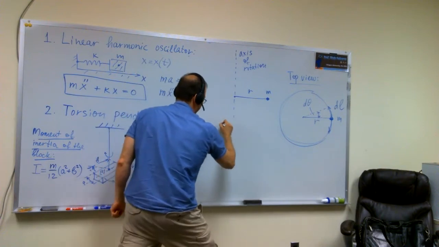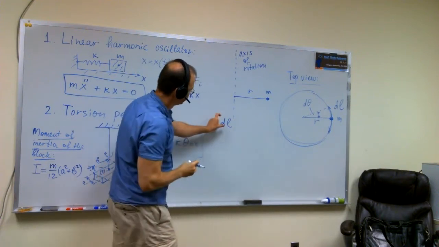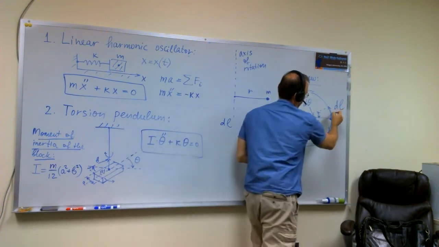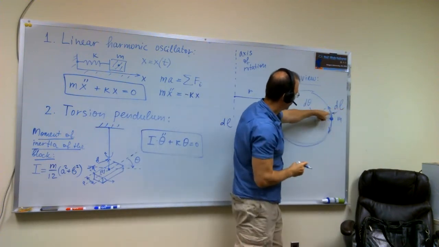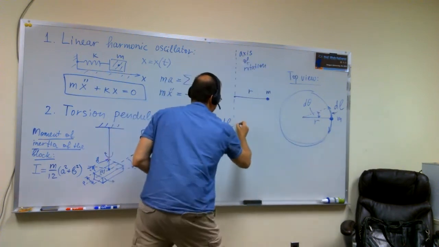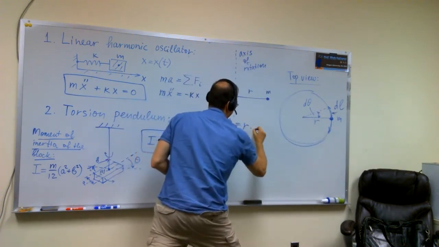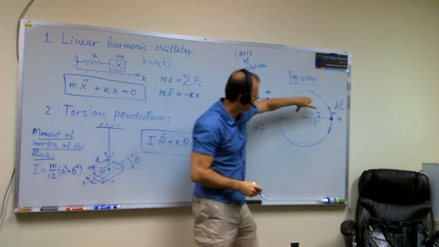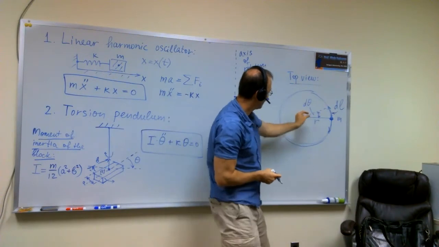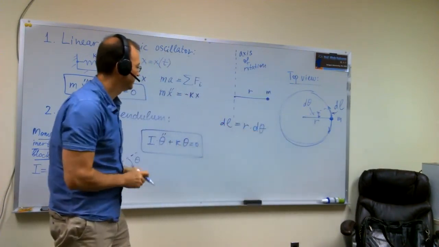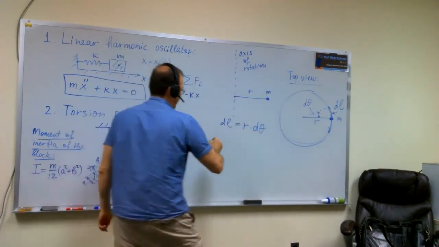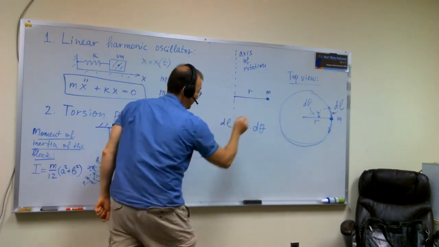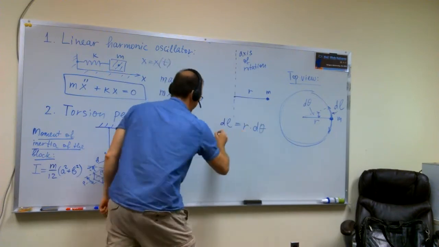So I can write down that dl, the increment of the path of the mass going along the circle, is the radius times d theta, right? It's the radius, which is fixed, times the small increment of the angle d theta. Okay, so let's calculate the corresponding velocity of that motion of the mass going along the circumference.